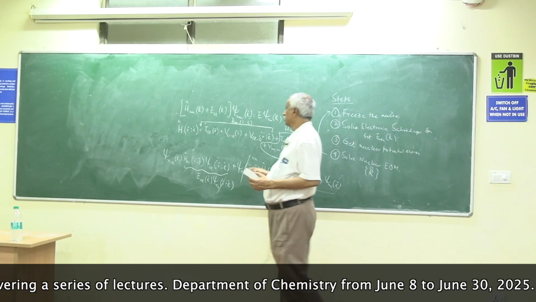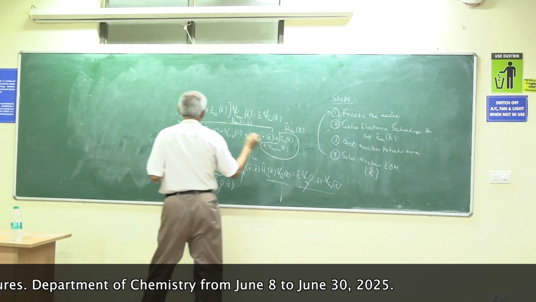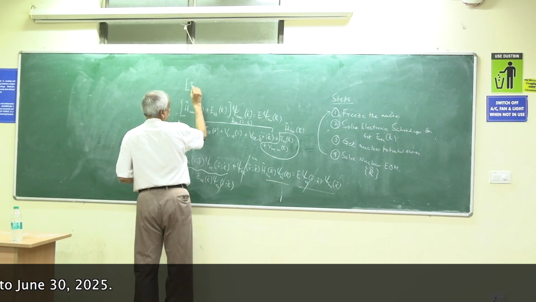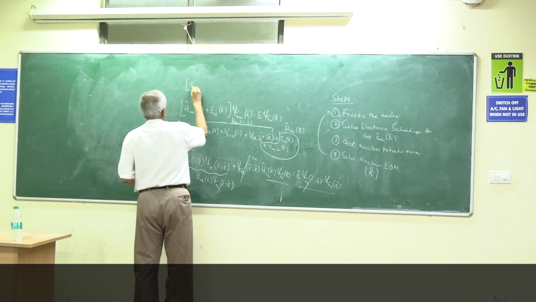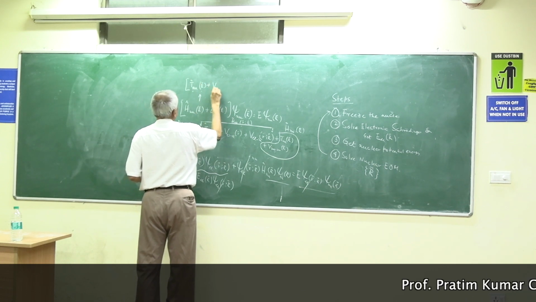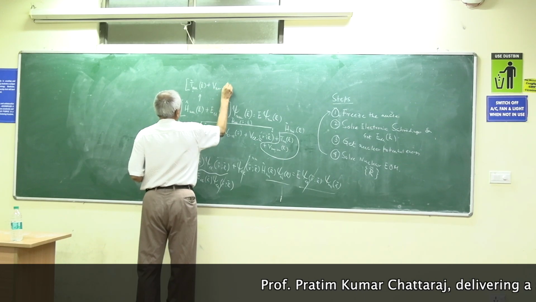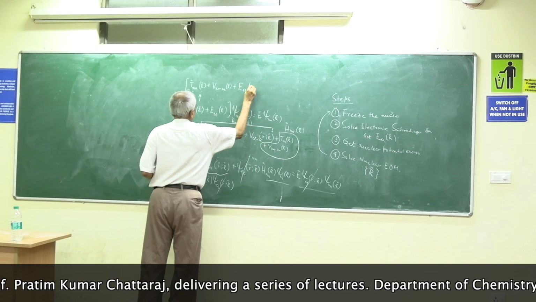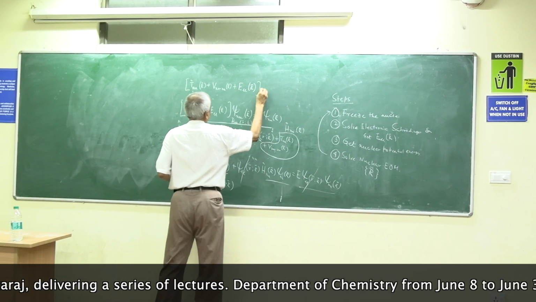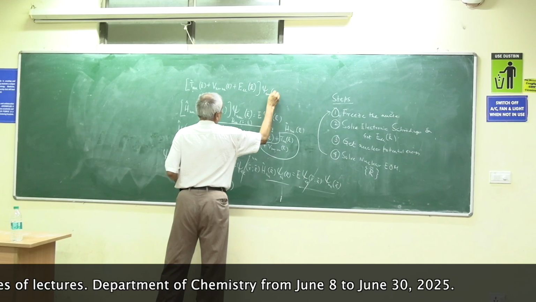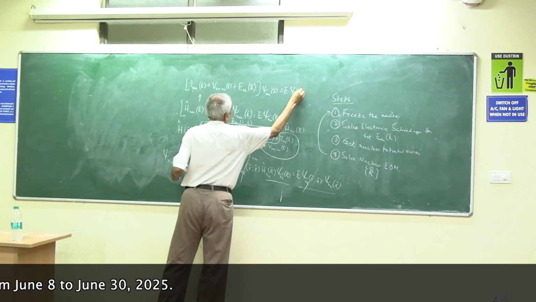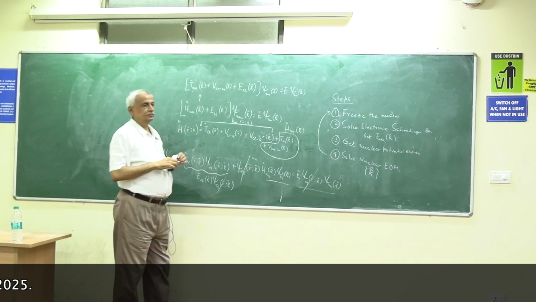So now, in this case, what you can see is this equation becomes T nuclear R plus V nuclear R plus E electronic R, psi nuclear R, that is E psi nuclear R. Okay.